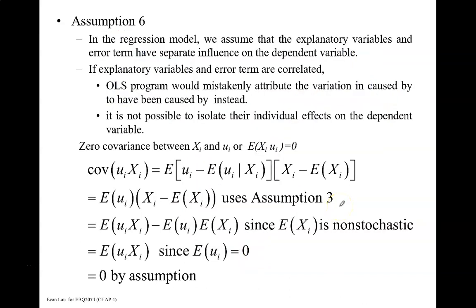All right. So assumption number 6 says that we assume that the explanatory variable and error term have separate influence on the dependent variable. It means that they are not correlated.